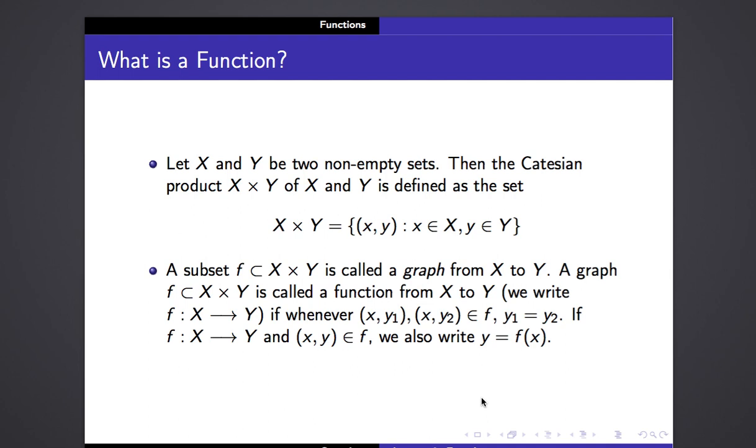A subset f of this Cartesian product of X and Y is called a graph from X to Y. A graph f is called a function from X to Y, and we write this using the arrow notation f: X → Y, if whenever the two ordered pairs (x, y1) and (x, y2) belong to the graph f, then y1 equals y2.